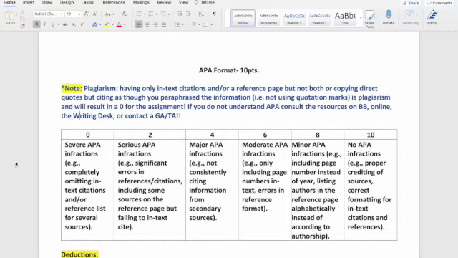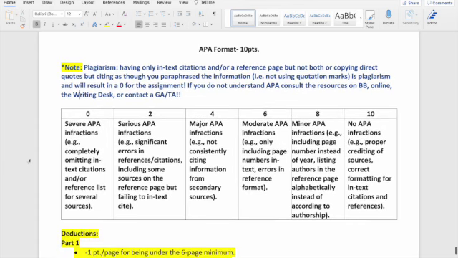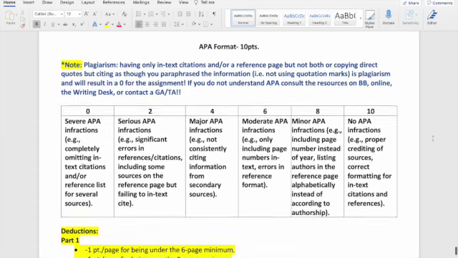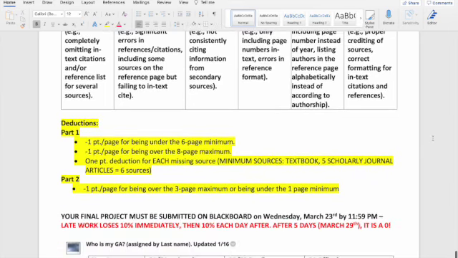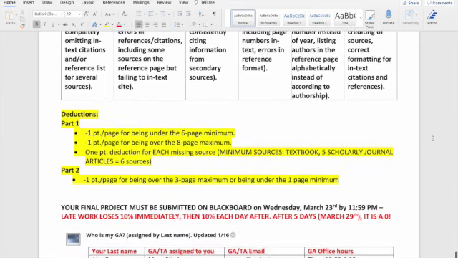So as I previously mentioned, 10 points of this assignment will go towards your APA format throughout the entire paper. And you'll see the rubric right here. 1 point will be deducted for any deviations to the page requirements. So 1 point per page for being under or over the 6-page minimum, 8-page maximum for part 1, and the 1-page minimum, 3-page maximum for part 2.